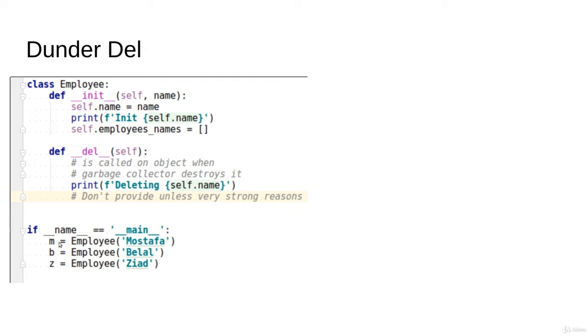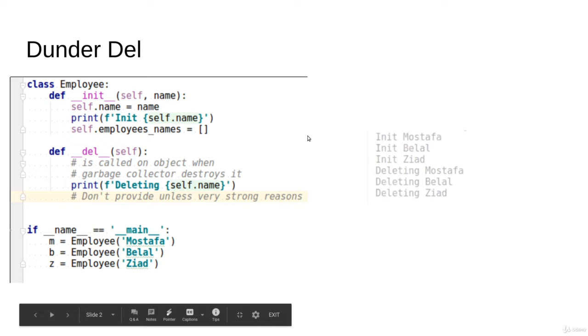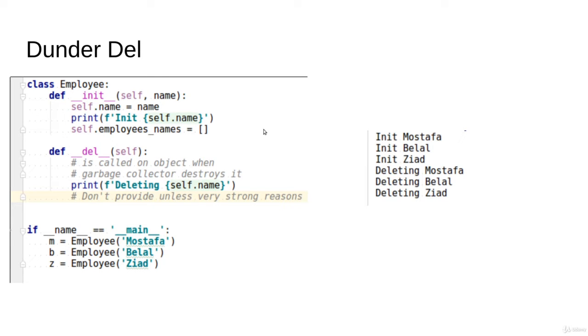So if you tried here to create three objects, and then let's see what happened in the console, we will get initialization for Mustafa, for Bilal, for Ziyad. And at some point of time, this guy will be deleted, and this guy will be deleted, and this guy will be deleted. So the delete method is mainly called before the deletion of the object. Generally speaking, you shouldn't try to provide the delete method. Otherwise, you have to really be careful.